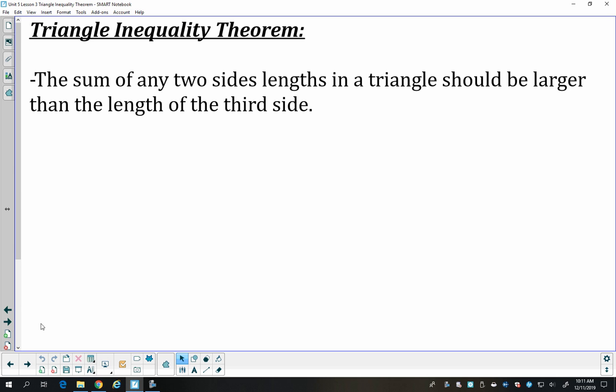In order to do that, the sum of any two of those side lengths needs to be larger than the third side. So that means if I take the lengths of any two sides in that triangle I want to build and I add them together, that sum of those two sides needs to be a larger value than the length of the third side. Otherwise, when I try and put the sides together, they won't meet to form a triangle.